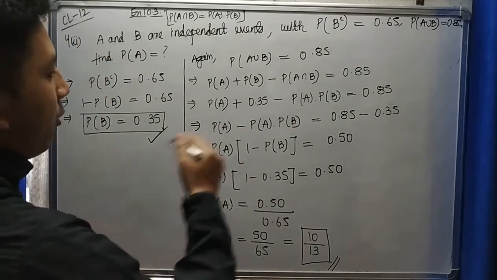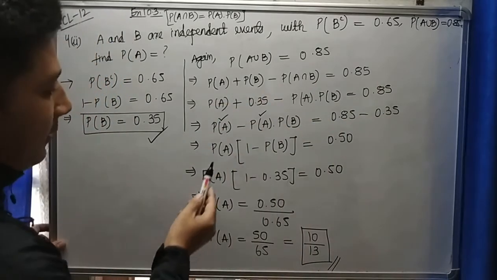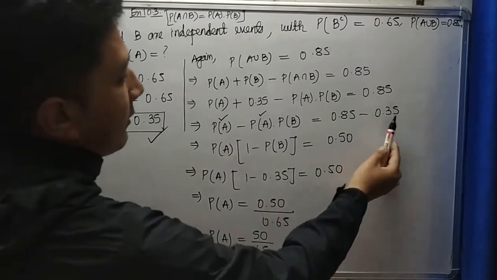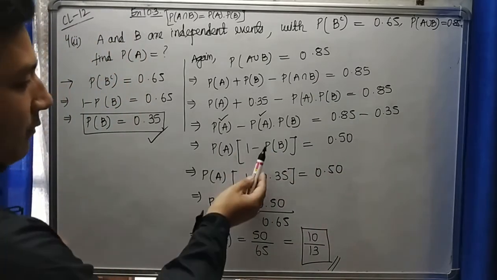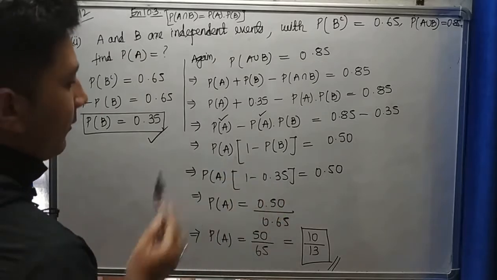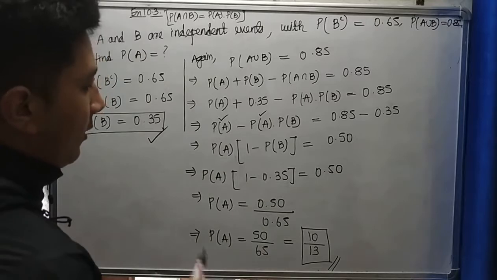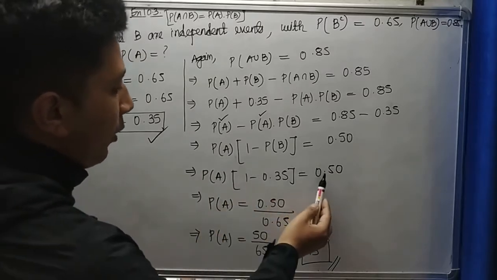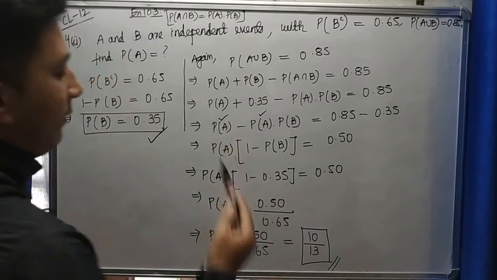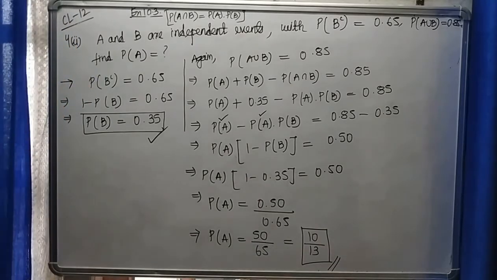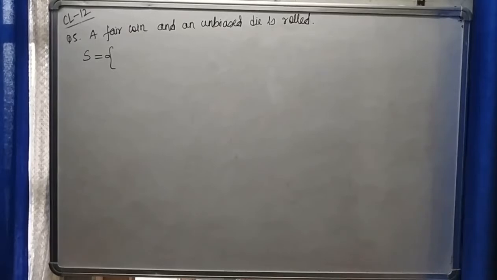Can you take P of A common? Obviously yes, take P of A common. 1 minus P of B is equal to 0.50 if you subtract. Put the value for P of B, 0.35. So 1 minus 0.35 is 0.65. Hence the value for P of A will be 0.50 divided by 0.65. Now you can easily find the value for probability of A by cancellation. Okay, so pause the video and note it down.